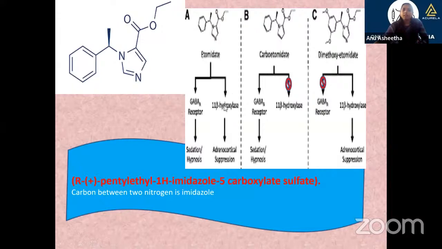They act on 11 beta hydroxylase in the conversion of cholesterol into steroids, hence causing adrenocortical suppression. Whereas carboetomidate does not have this action on 11 beta hydroxylase, hence does not cause adrenocortical suppression, and can be used safely. It produces only sedation and hypnosis. Whereas dimethoxyetomidate produces adrenocortical suppression but no GABA receptor action, hence used in Cushing syndrome.